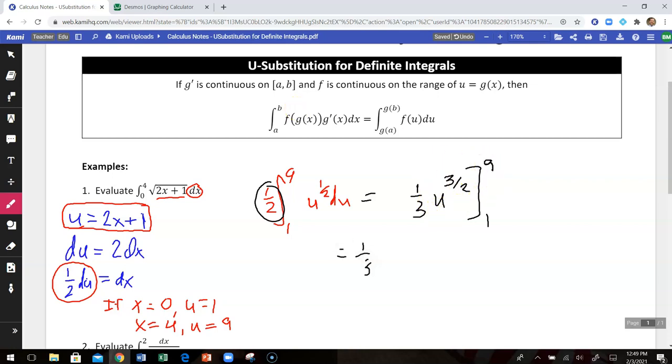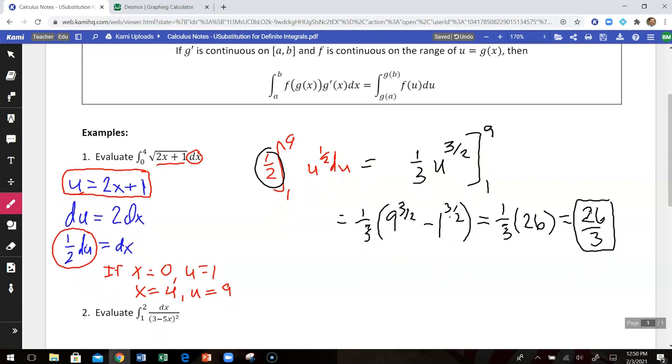So we're going to have 1/3, and I can just bring that 1/3 out front of the entire thing. So I'm going to do 1/3 of 9 to the 3/2 power minus 1 to the 3/2 power. And that's going to give us 1/3 of, on the inside here, 9 to the 3/2. So that's the square root of 9, which would be 3 to the 3rd power, which is 27, minus 1 to any power is 1. So that's going to be 26 on the inside, which means our final answer is going to be 26/3. And I didn't have to go back to x at all.